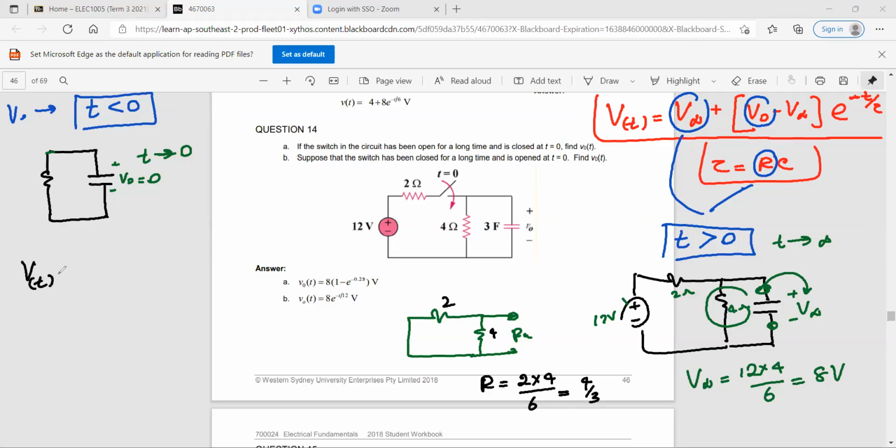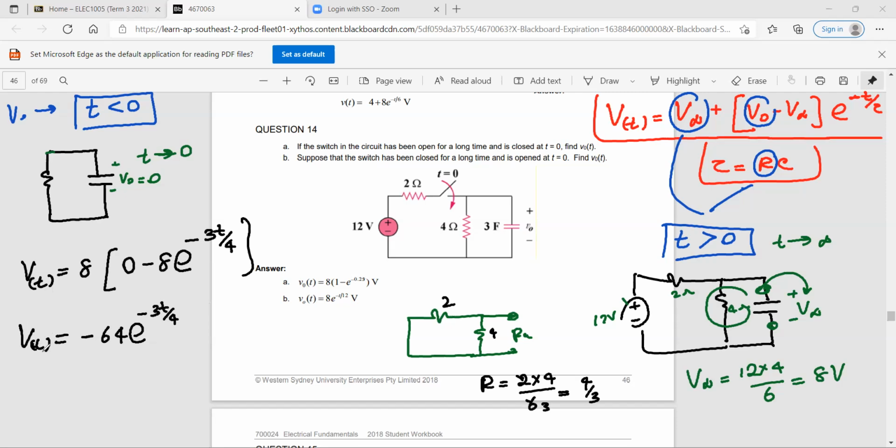So Vt is equal to V infinity, we found 8, times V naught, which is 0, minus 8, times e to the power minus 3t/4. Is that right? So this will be minus 64 e to the power minus 3t/4. Some answers are wrong, guys. If we have done it right, it is right. So is that what you get?